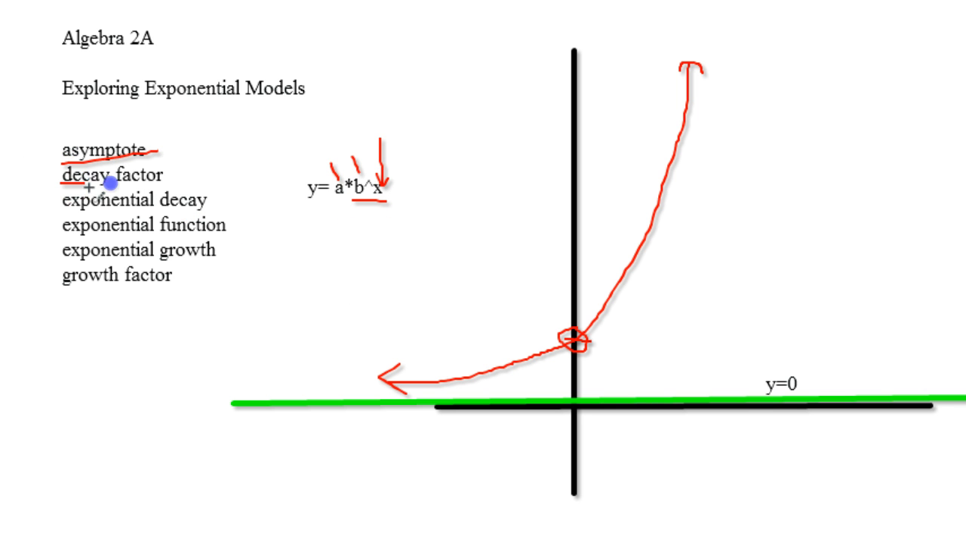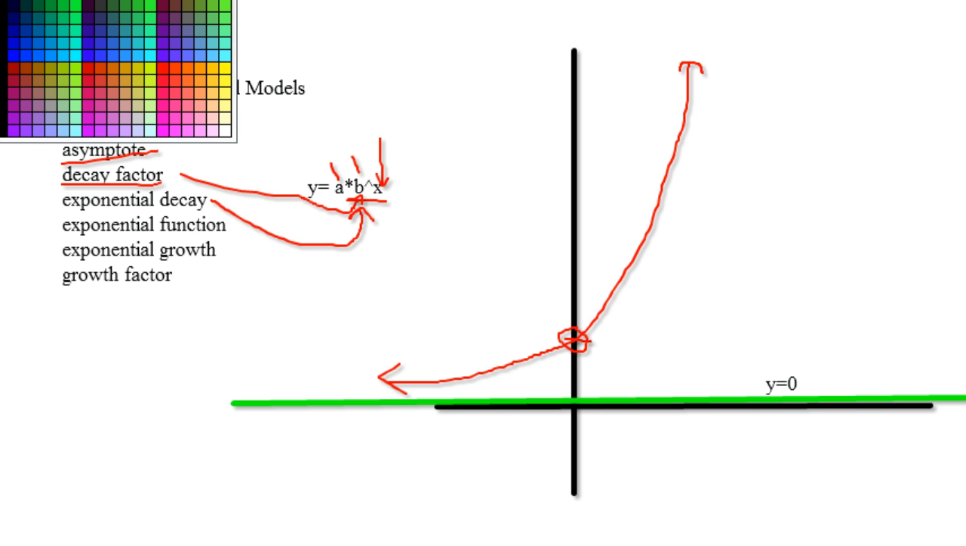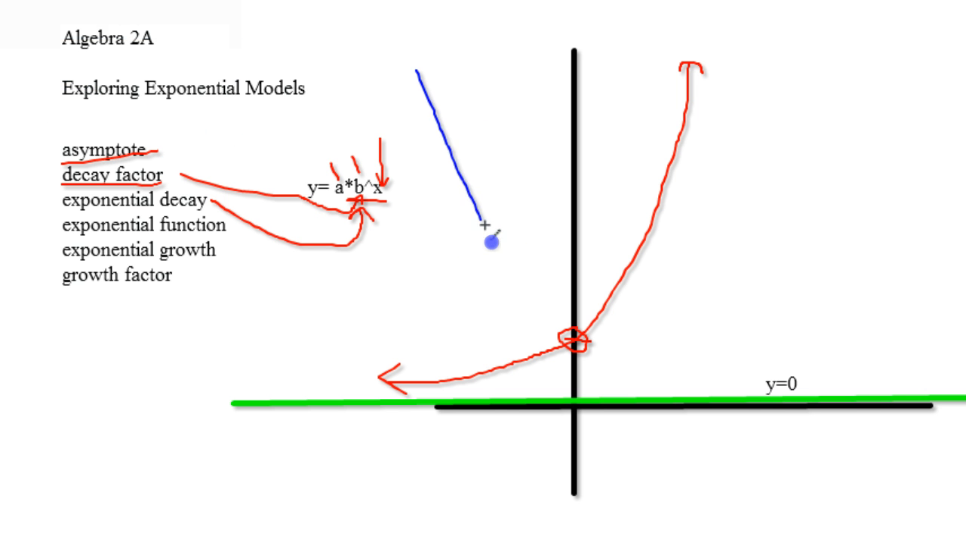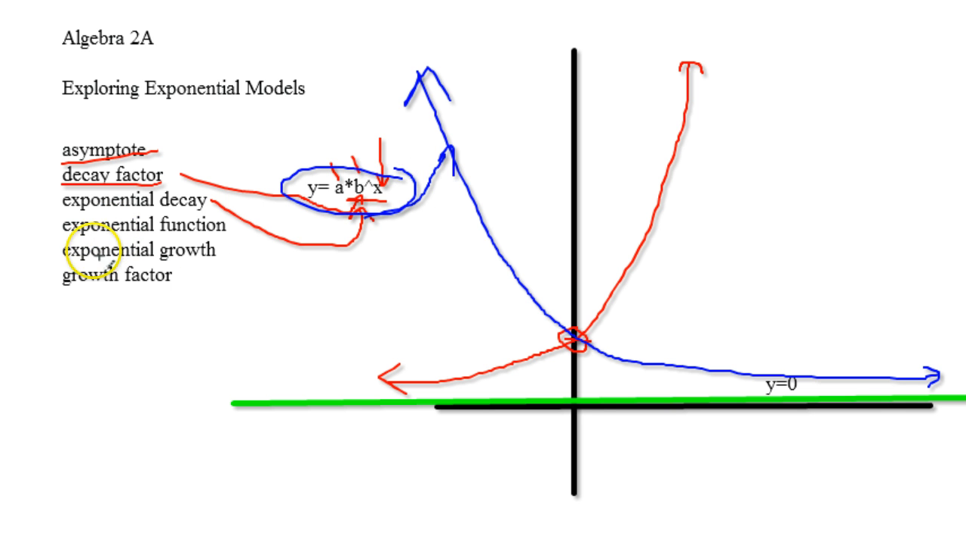Okay, now decay factors. If it is decaying, that means b is between 0 and 1. Okay, so it's decreasing. The actual exponential decay comes because of that. So you're exponentially decaying. In other words, this graph will go from going up and to the right, to going down and to the right. Okay, so that's exponential decay. There we go.